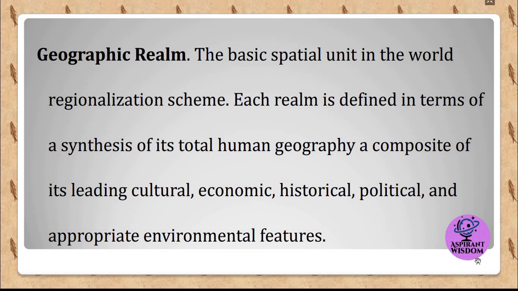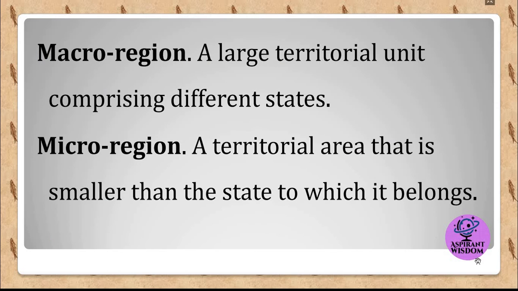Geographic realm. The basic spatial unit in the World Regionalization Scheme. Each realm is defined in terms of a synthesis of its total human geography, a composite of its leading cultural, economic, historical, political, and appropriate environmental features. Macroregion. A large territorial unit comprising different states. Microregion. A territorial area that is smaller than the state to which it belongs.